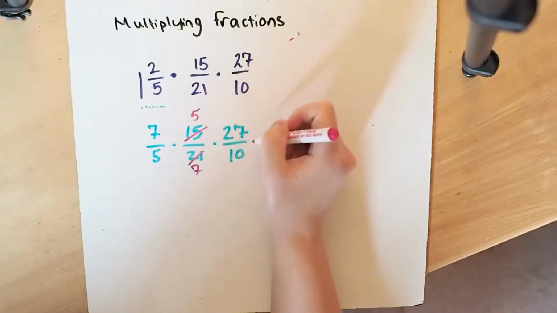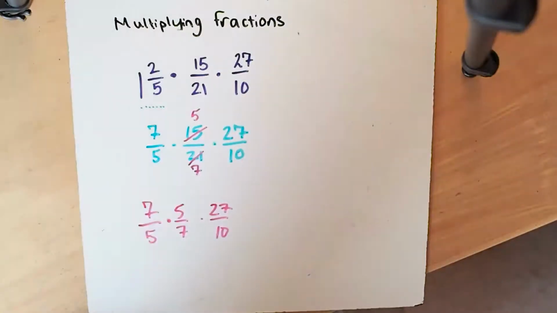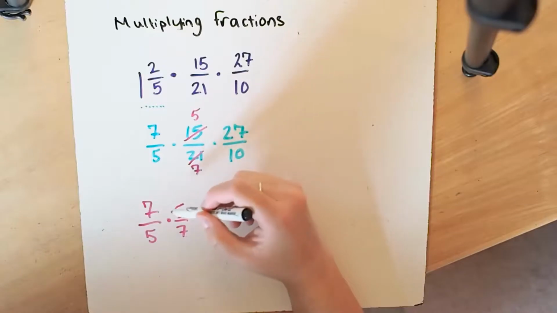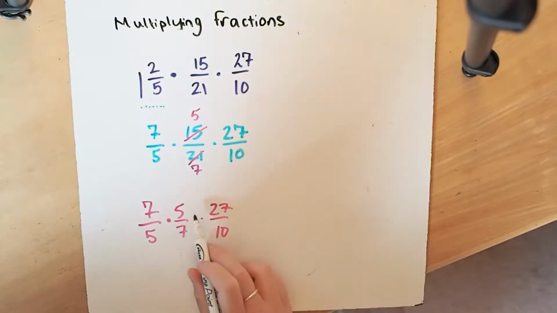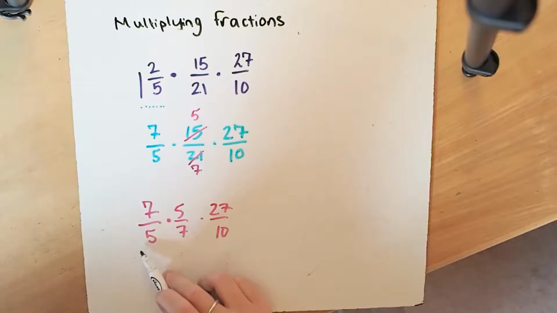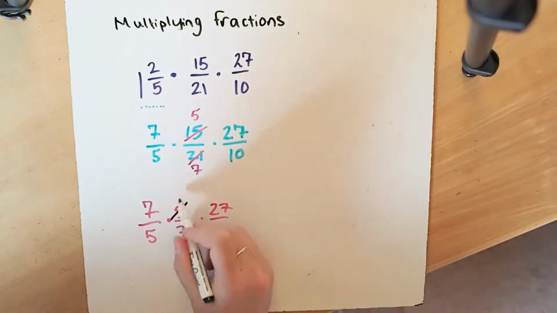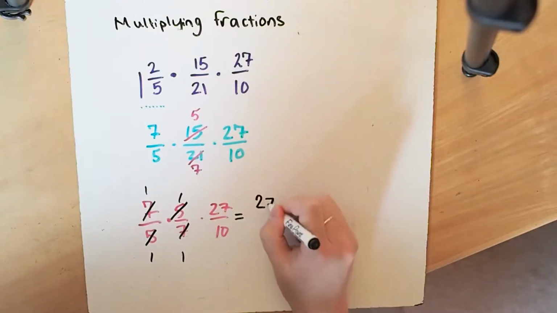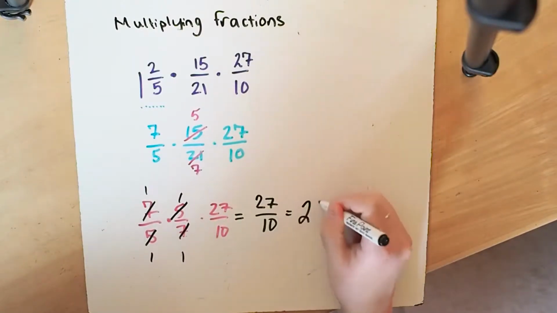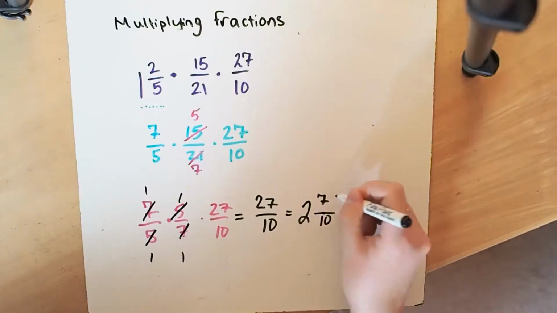27 and 10 don't have any common factors. And we can start doing our checks for common factors in other fractions. The most important thing to remember is that we can't say, oh, well, 5 and 10 have common factors, because these are both on the bottom. You can only check common factors if you're checking one from the top and one from the bottom. So we can say 5 and 5, 7 and 7, and all that's left over is 27 over 10, or 2 and 7/10 is our final answer.